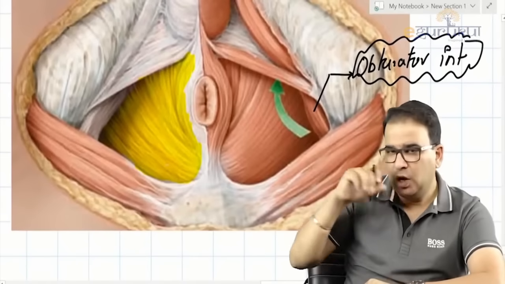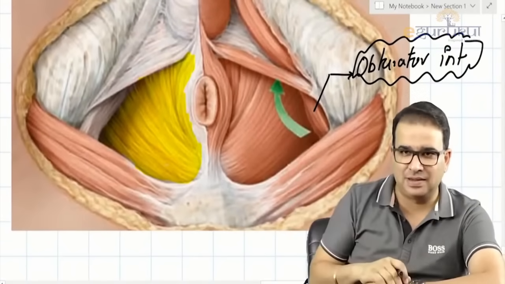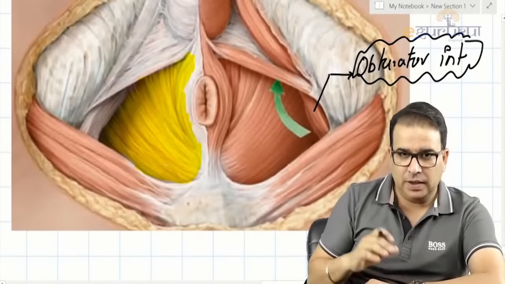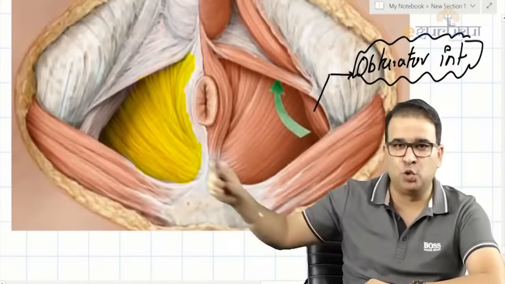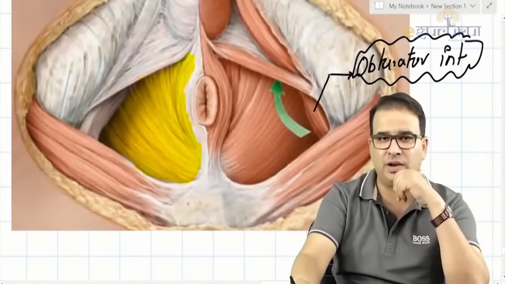And this obturator internus muscle, guys, which is present toward this lateral side here, is covered with a very, very thick fascia, which is shown in there. Can you see that? That fascia over there is called the obturator fascia.